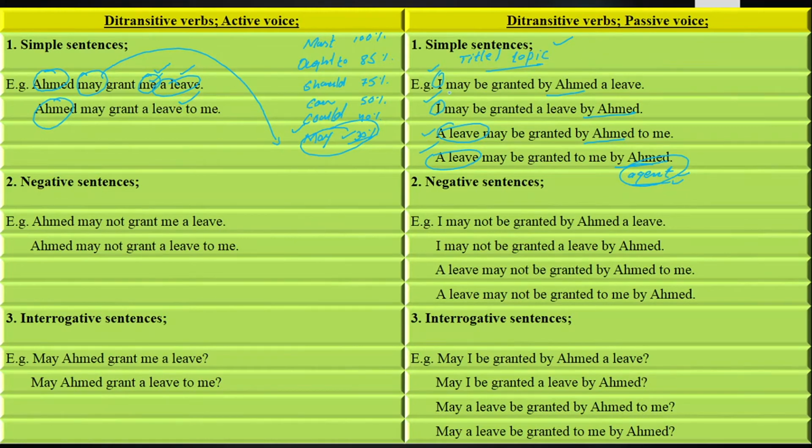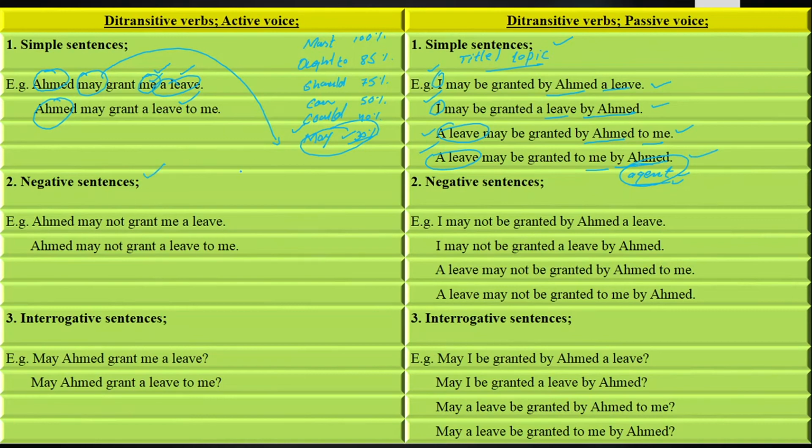So if you bring the indirect object in the place of subject, then "by Ahmad" comes at the beginning, a leave at the end. A leave at the beginning, Ahmad at the end. In the same way, if you bring a leave at the beginning in the place of subject, then "by Ahmad" comes first, after that "to me", and "to me" at the beginning, "by Ahmad" at the end. So sentences will be as follows: I may be granted by Ahmad a leave, I may be granted a leave by Ahmad, a leave may be granted by Ahmad to me, a leave may be granted to me by Ahmad.